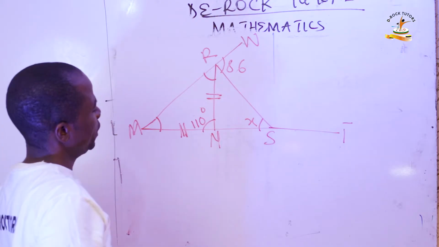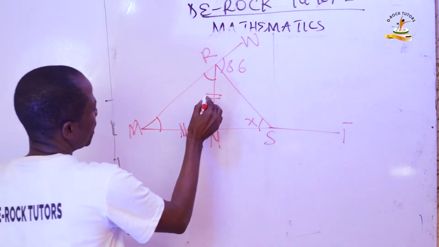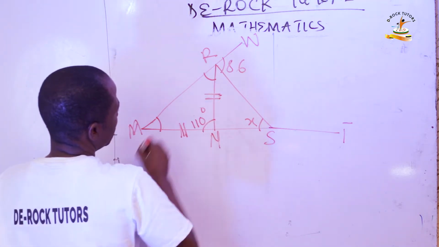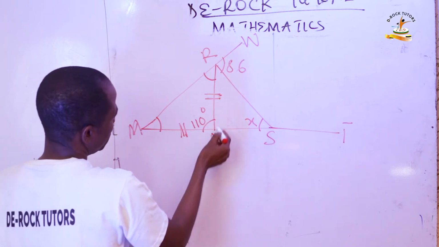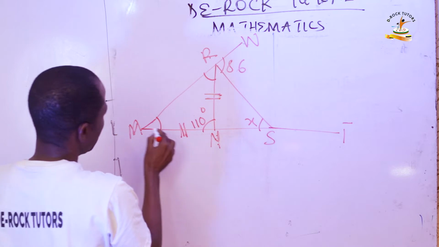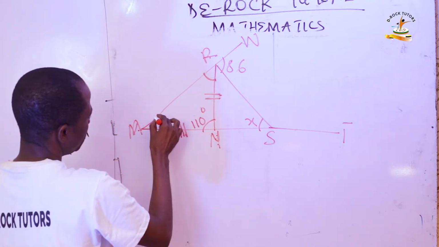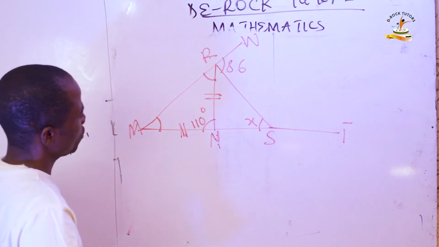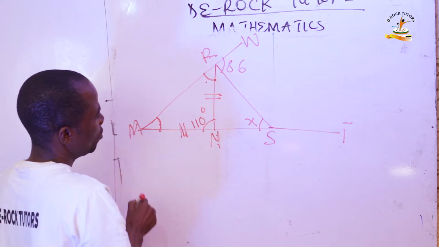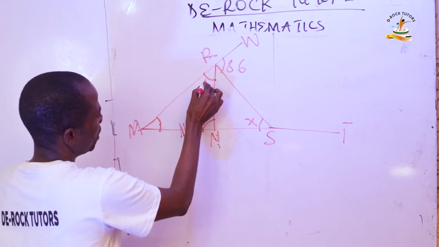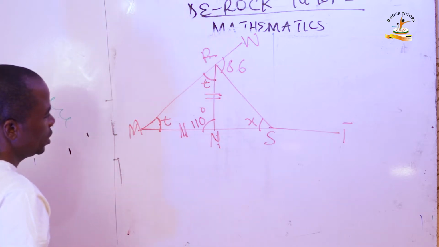I have recreated the diagram on the board. Since we know that this length RN is equal to MN, it therefore means that triangle RNM is an isosceles triangle. So these will be the base angles of the isosceles triangle. The angle here will be equal to the angle here. So if you represent the angle here by small letter t, here will also be small letter t.